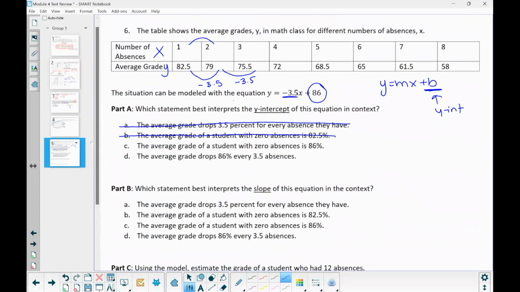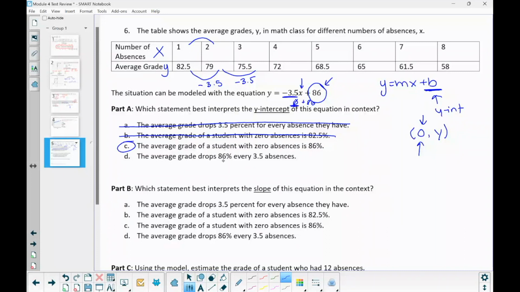So I know the y-intercept is always where x is 0. If I were to plug in 0 for x, 0 times 3.5 would get me 0 plus 86. That means a student with 0 absences, because we plugged in 0 for x, because our y-intercept means x is 0, they'd get an 86 grade. Well, let's look at which one of these represents that. The average grade of a student with 0 absences is 86%.